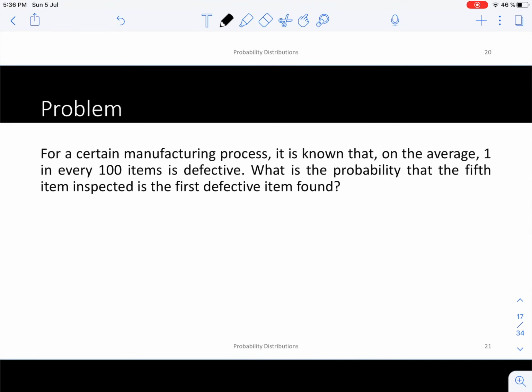Let's check this example. For a certain manufacturing process, it is known that on the average 1 in every 100 items is defective. So what's the probability that the fifth item inspected is the first defective item? So first thing, let's define the random variable. So it's number of inspected items. So again, it's not number of successes, it's number of inspected items, number of trials, until the first success or until the first defective one is found.